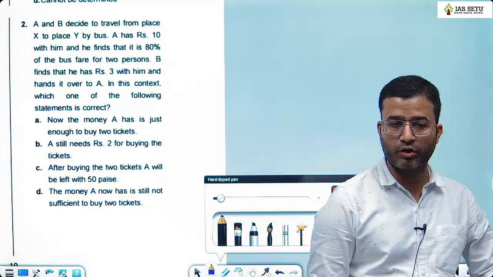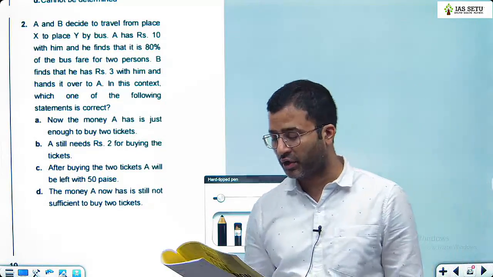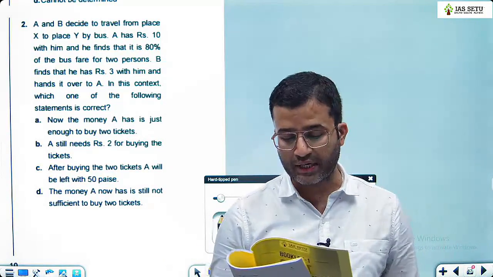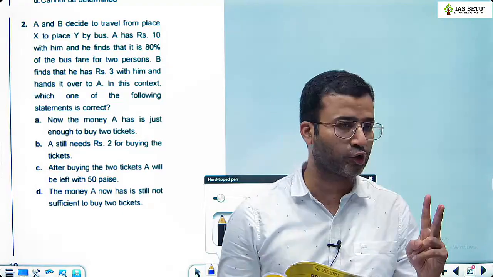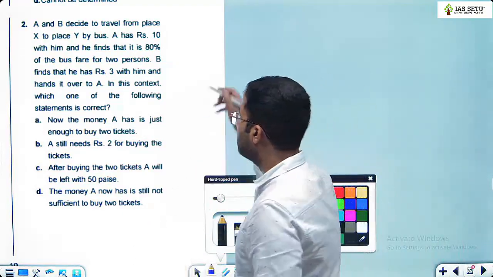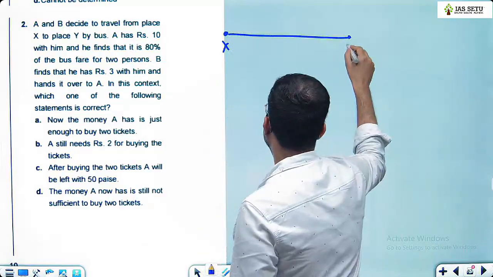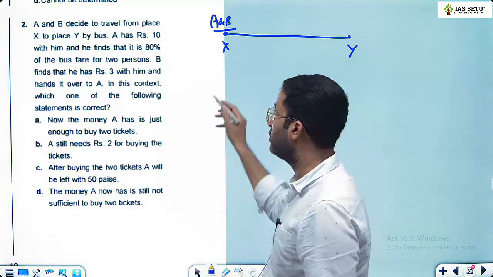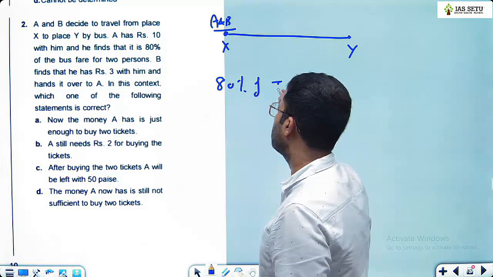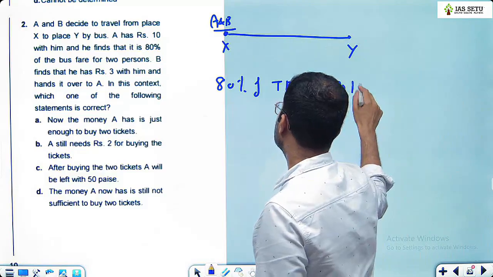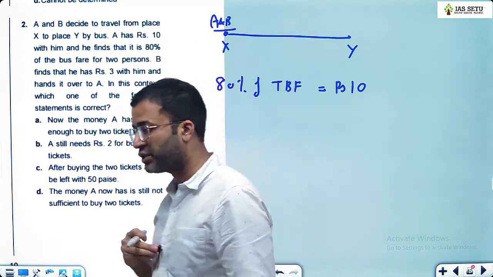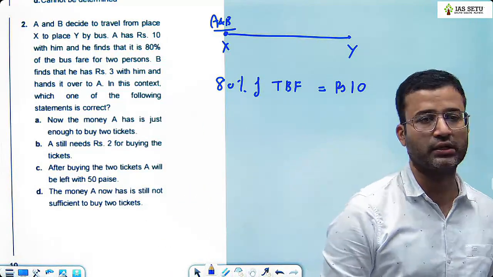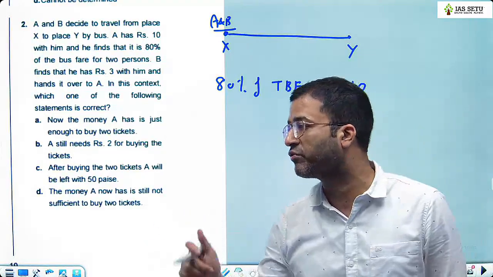Question is lengthy but not difficult. A and B decide to travel from place X to place Y by bus. A has rupees 10 with him and he finds that it is 80% of the bus fare for 2 persons. So here there is a place X to place Y. They want to travel by bus, A and B. A has rupees 10 and it is 80% of the bus fare for 2. 80% of the total bus fare for 2 is rupees 10. B finds that he has 3 rupees with him and hands it over to A. In this context, which statement is correct? Only the thing you have to find is what is the total bus fare required for 2.